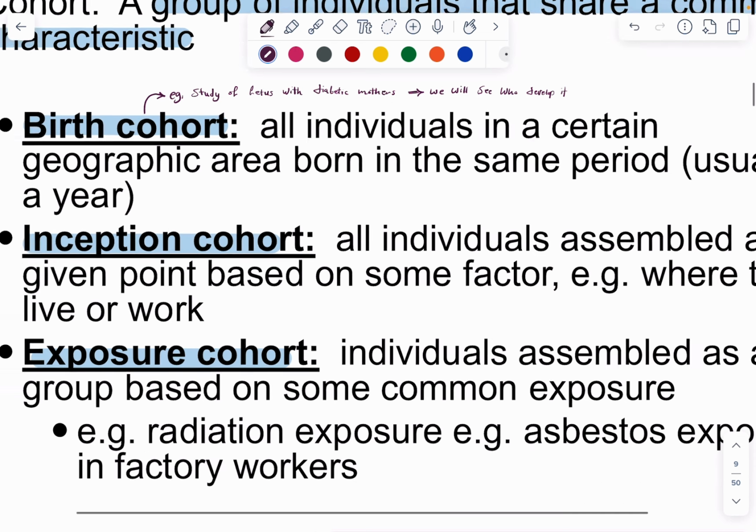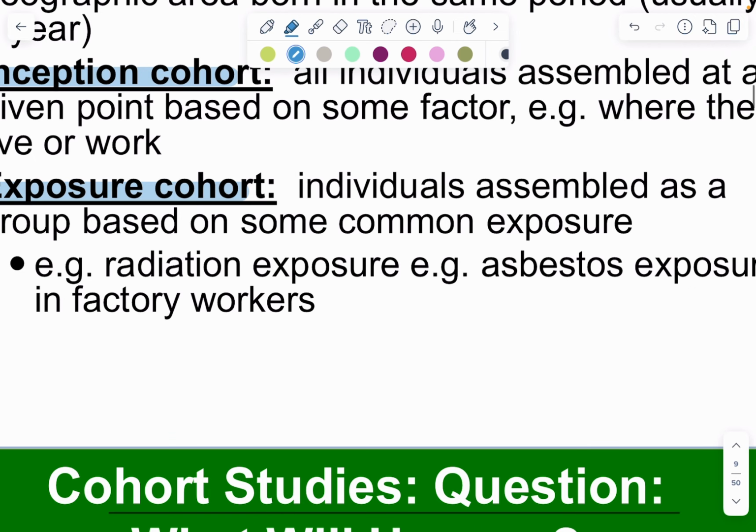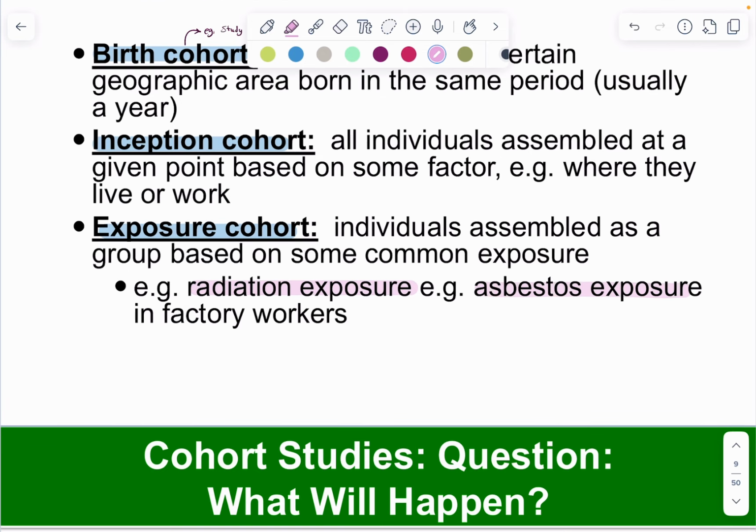It could be radiation exposure, it could be asbestos, it could be any exposure. For example, asbestos is most of the time associated with lung cancer. So we can take the people who are exposed to asbestos in a certain factory. They are working in an industry or factory, and they all are exposed to asbestos, for example. Now we will follow them up for a certain period of time to see if they will develop the disease or not, how many of them are going to develop it. So this could be an example of the exposure cohort.